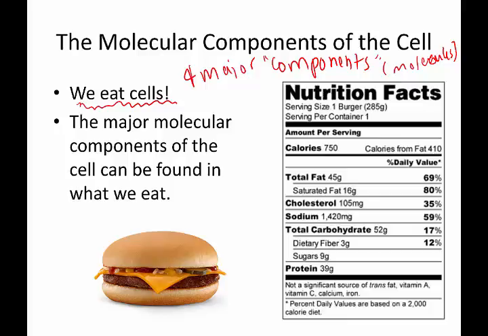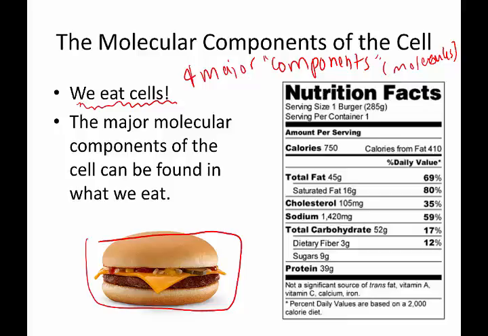So for something like this hamburger right here, this is made up of the 4 major molecules we find in all of life. And as we're going to see, these 4 major molecules are found in all types of cells. So now let's actually figure out what those 4 components are. Those 4 molecules that make up all of life. And just as I said, we eat cells. So cells utilize these 4 molecules.